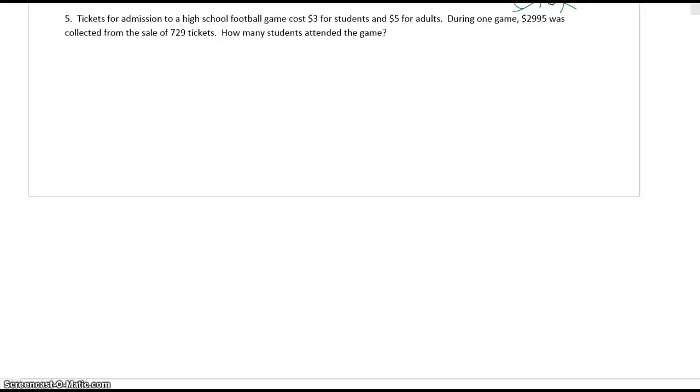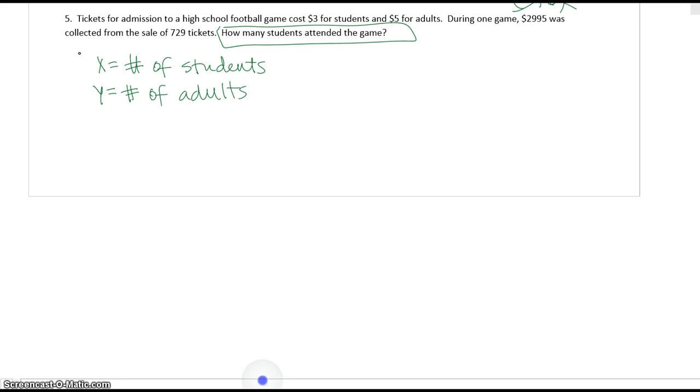Okay, so this is telling us what our unknown is. That's going to be one of the variables. So I'm going to say x is the number of students. We also do not know, they don't specifically ask us for it, but we don't know the number of adults either. So that's going to be my other variable. This is called defining your variables.